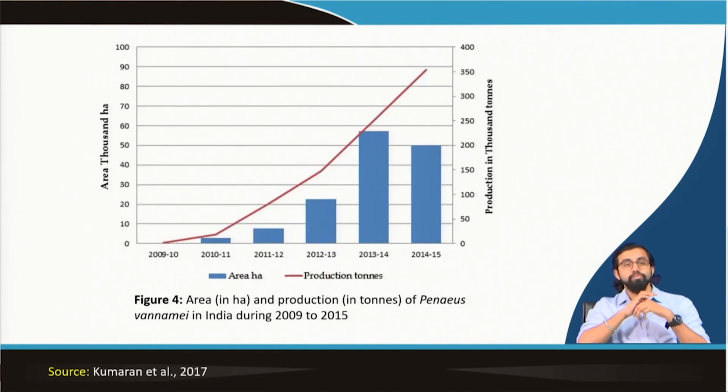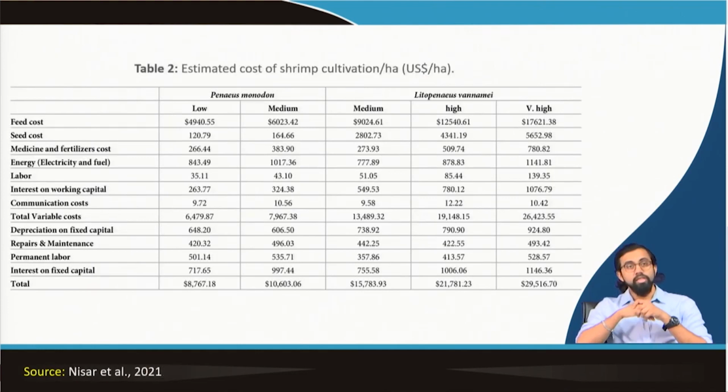If you see the area and the production of Penaeus vannamei in India during 2009 to 2015, it keeps on increasing. In 2014-15 it drops a little bit, but in terms of area, almost 200,000 hectares are now well utilized in the Indian context, and the production goes up to around 350,000 tons as of now in 2015. This is the production of the shrimps.